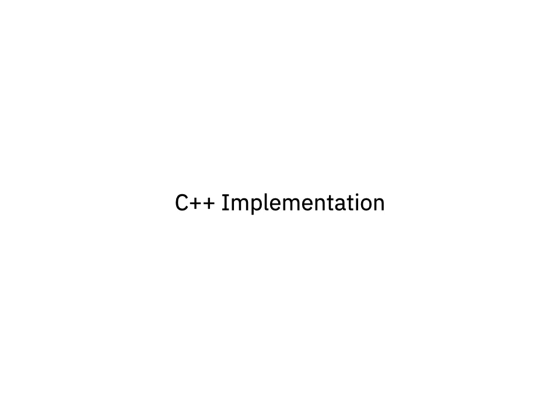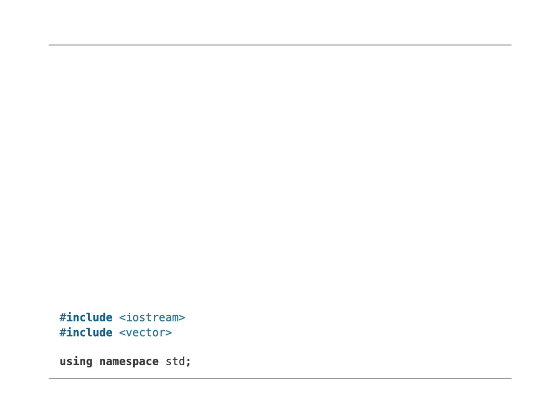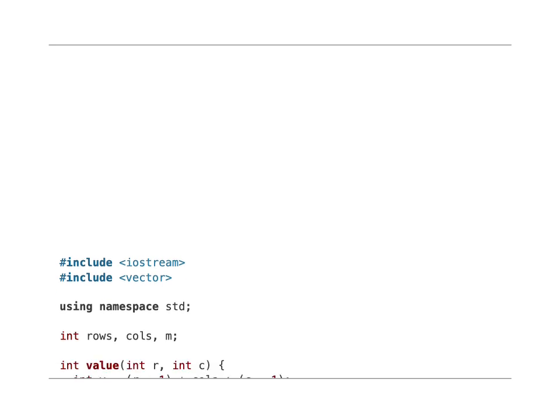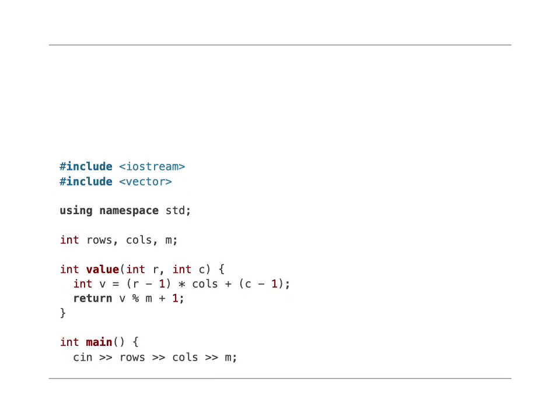Exactly the same logic can be used for a C++ implementation. Let's include IOStream for input and output, and vector for our arrays. We define variables to hold the number of rows and columns and the period of the repeating pattern. Here is the function to calculate the value of the cost in a cell at row R and column C. And we're ready to begin.